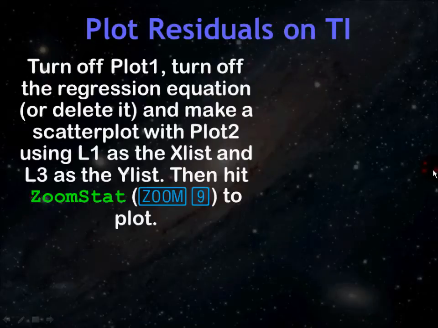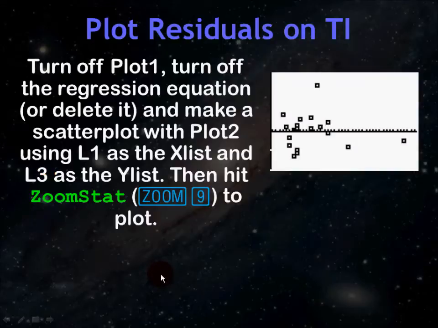Now to plot residuals on your TI, this is how you do it. Turn off plot 1 and turn off the regression equation, which means go to y equals and delete that equation. Now what you're going to do is make a scatter plot using plot 2, using L1 as the x list and L3 as the y list. L1 is your x values, L3 is your residual list. Then hit zoom stat or zoom 9 to plot it. So if you did it correctly, this is what your residual plot should look like.